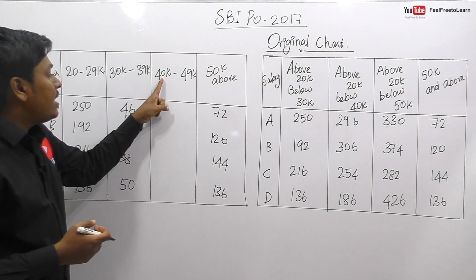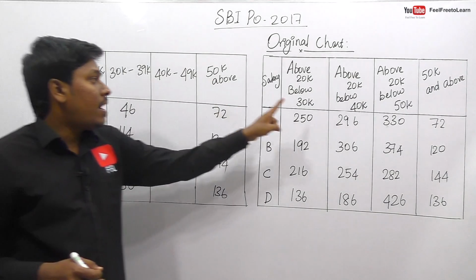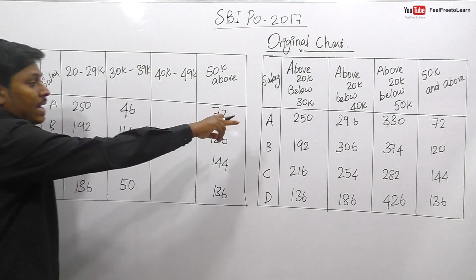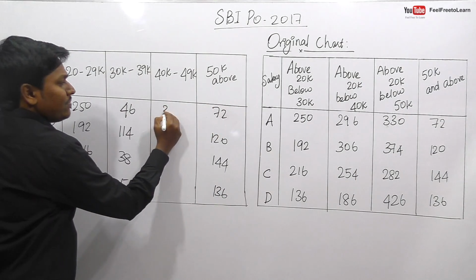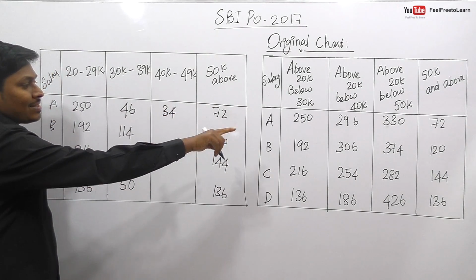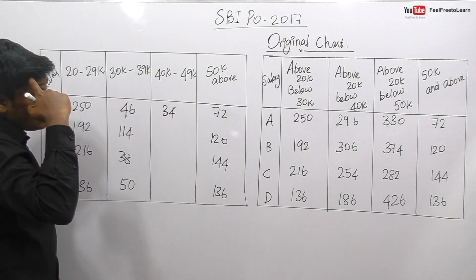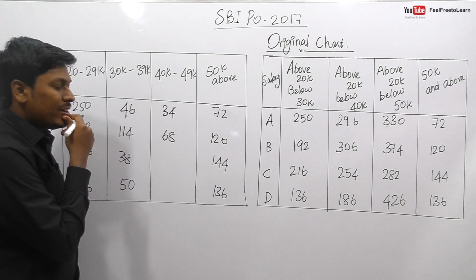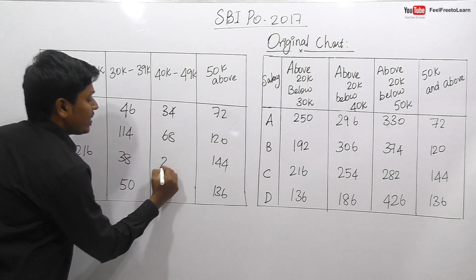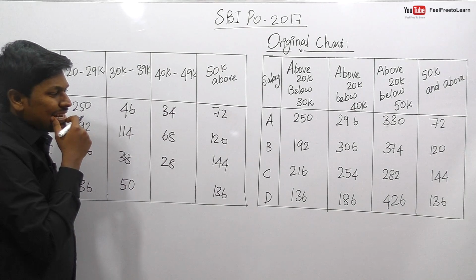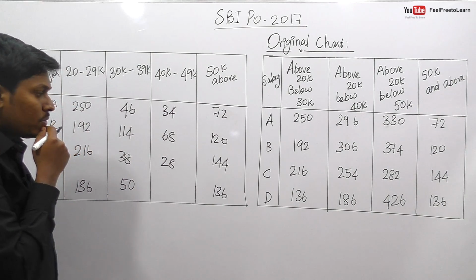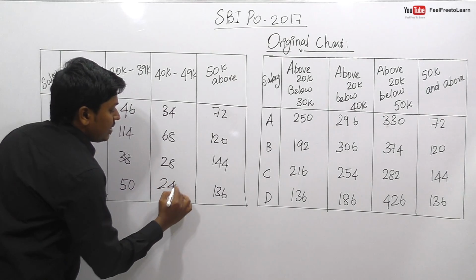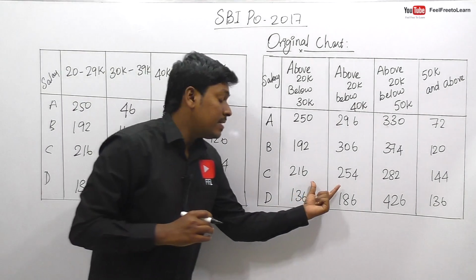And similarly friends, here it is 40,000 to 49,000, and here it is above 20, below 50. So we need to subtract both the values. That is 296 and 330. It will be 34, right? And next is 306 and 374. I think it will be 68. So this will be 68. The 254 and 282, it will be 28, right? Next is 186 and 426. So 186 and 426 will be 240, right? So 240.